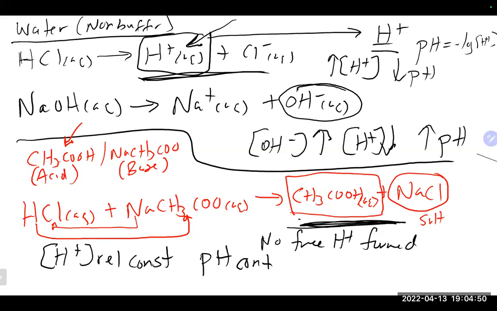And it's because we did not generate a bunch of H plus like we did when we put it in the water. The H plus got tied up with the acetate. It made acetic acid. It is no longer free floating. And it's the free floating H plus that really affects the pH.